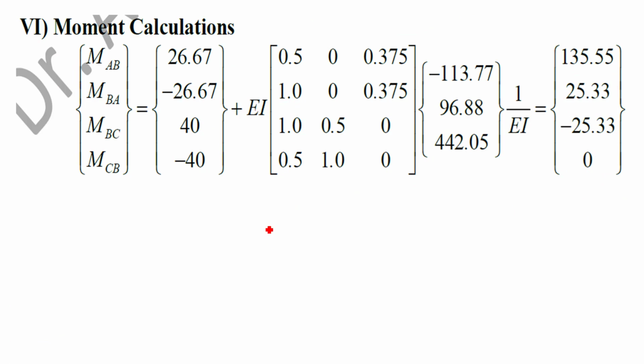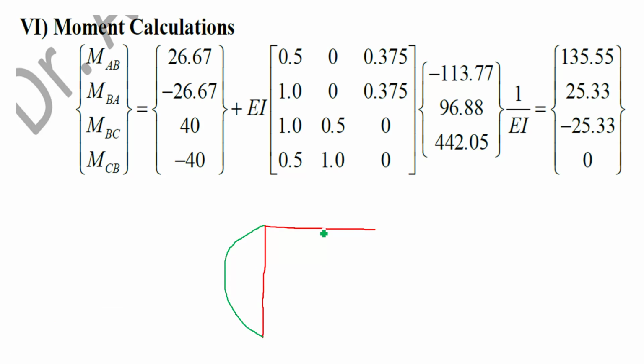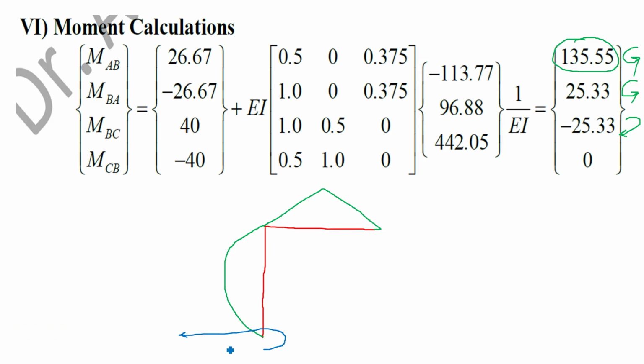Once you calculate the moments, finally you can plot the bending moment diagram. Since the column is subjected to UDL, the simple moment, that is the positive moment, will be parabolic in nature, and since the beam is subjected to a central point load, it is triangular in nature. These are the simple moments. Now the negative moments: 135.55, the answer is positive, means anti-clockwise. The minus represents clockwise. So MAB is 135 anti-clockwise, which means you must plot it towards the left.